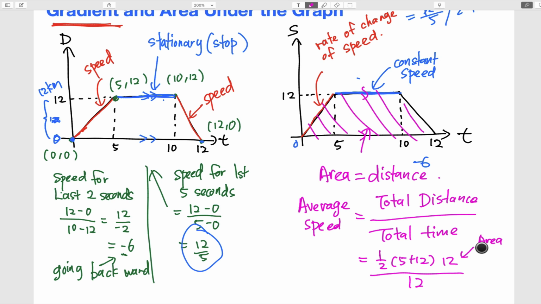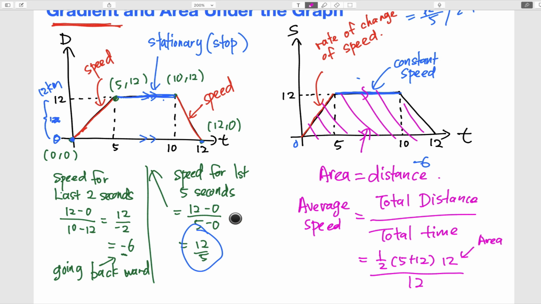However, if I want to find the average speed for the distance time graph, in this diagram, you travel to the school, you use 12 meters, and then you go back, you use 12 meters. So the total distance is 24 meters, and you use 12 seconds.